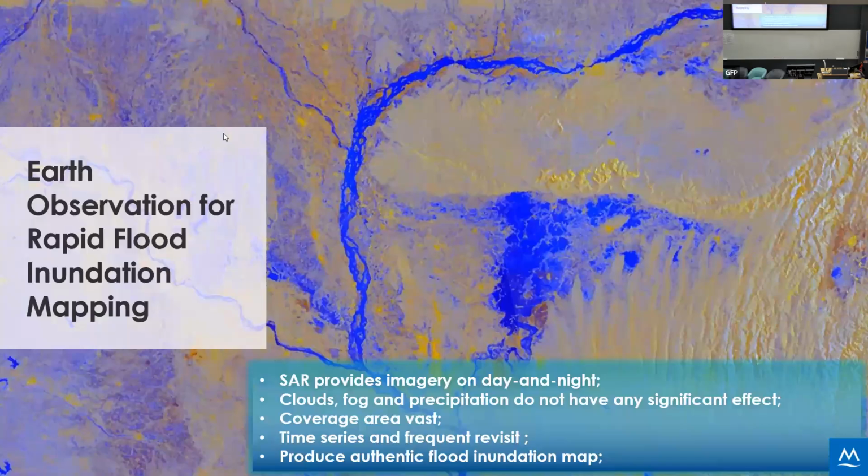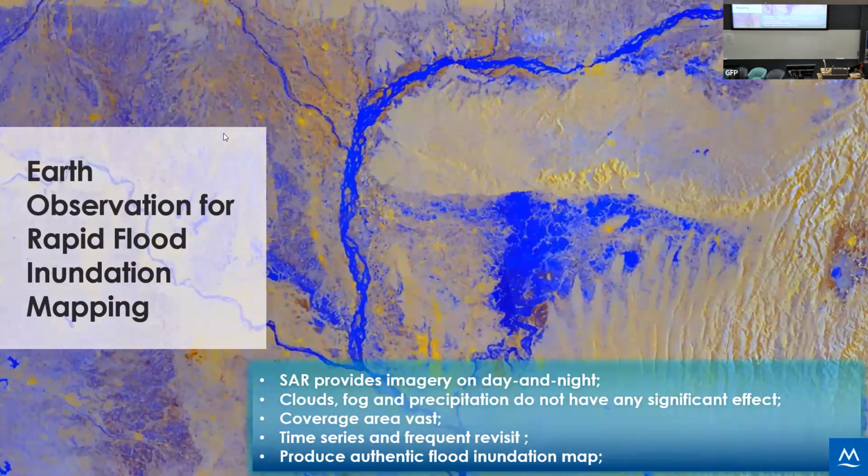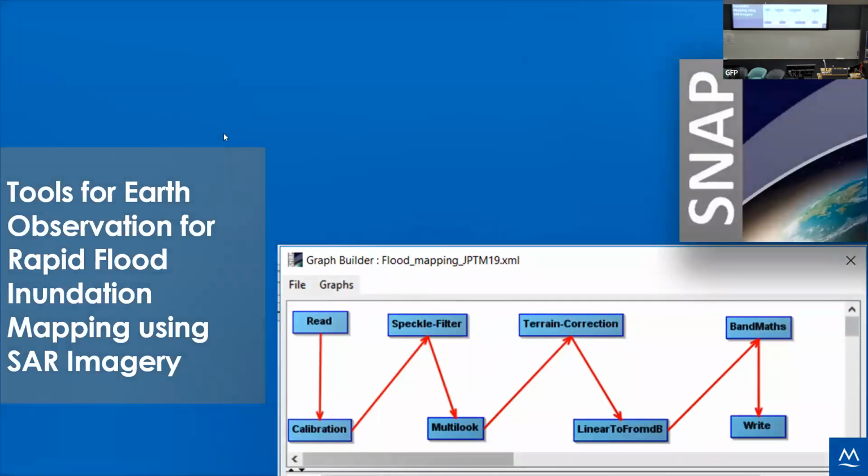One of the great things is that this satellite has good revisit options, so we can also get the flood inundation area for another day very quickly. The coverage is also very vast, with time series and frequent revisits. It also produces a very authentic flood inundation map that can be used for relief operations and for rescue. These are very useful pieces of information we can generate.